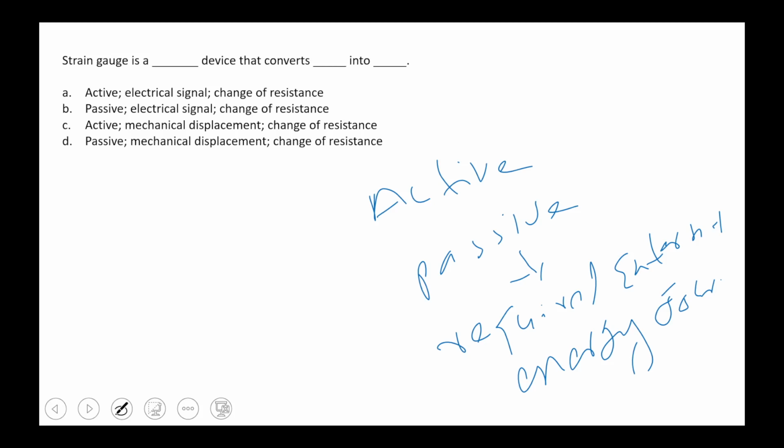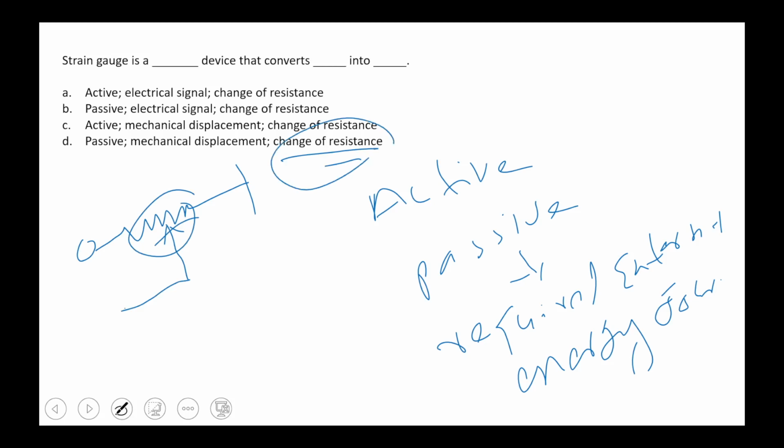There will be a change in the mechanical displacement. What will happen? This is the strain gauge sensor. Like that, this is the resistor. So what will happen during that displacement? It will change the resistance. It will move here and there, and the change of resistance will be measured at the output side.